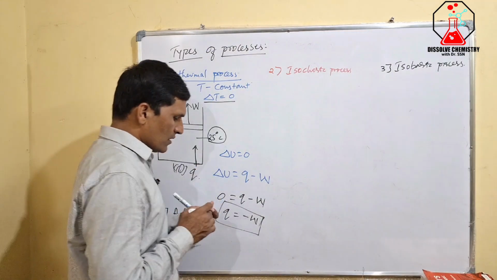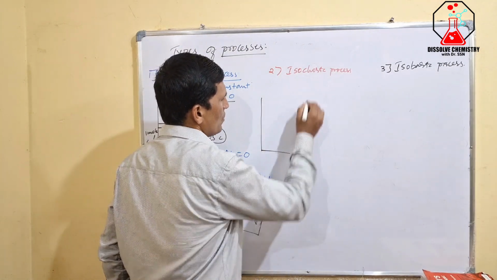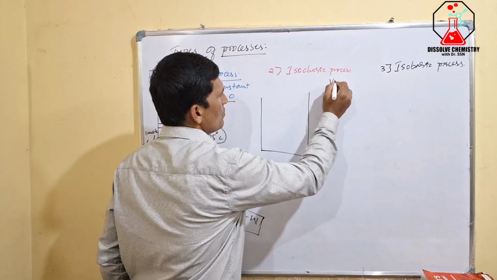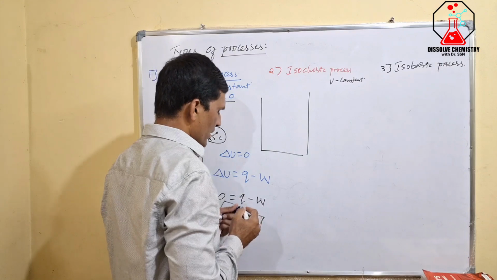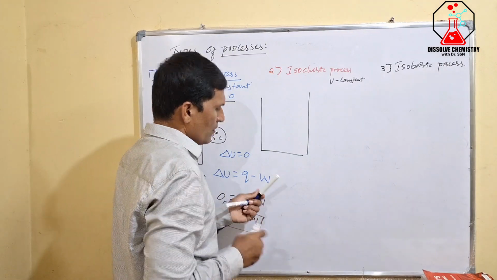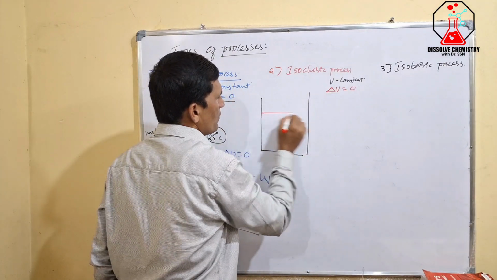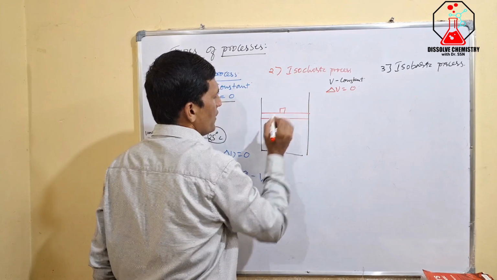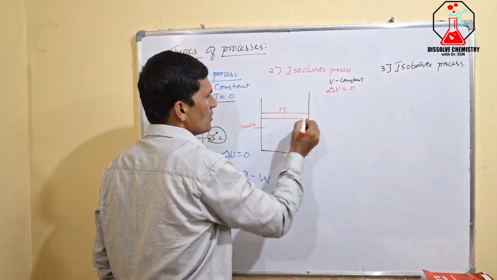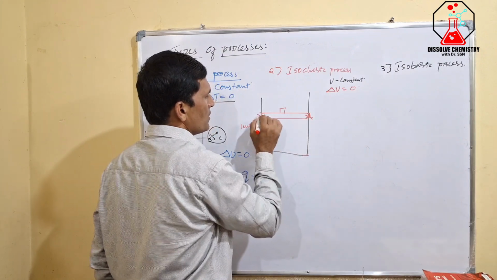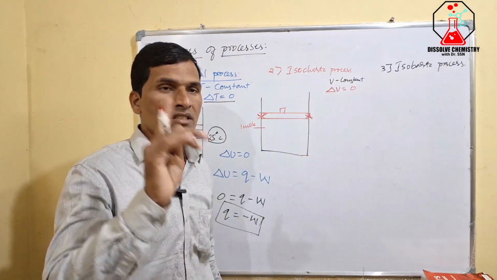Then let us move to the next process, which we call the isochoric process. What do you mean by isochoric process? The volume should remain constant. So the change in volume will be 0. Now if you take a weightless frictionless piston with 1 mole of gas, what we have to do is lock this piston, so it should not be allowed to move, because I have to maintain the volume constant, so it should not change its volume.